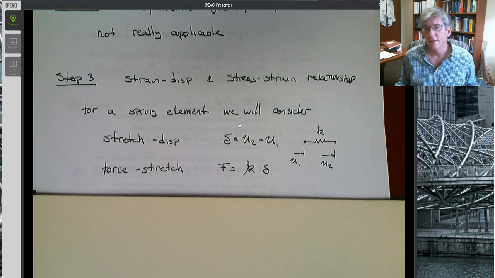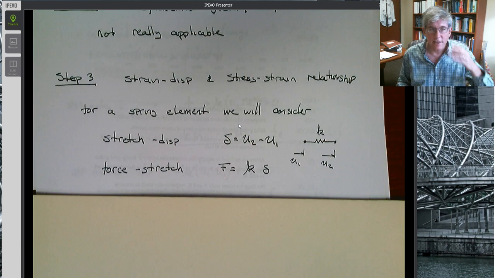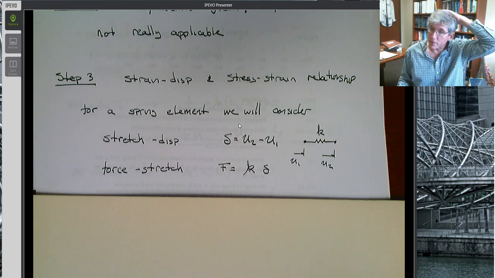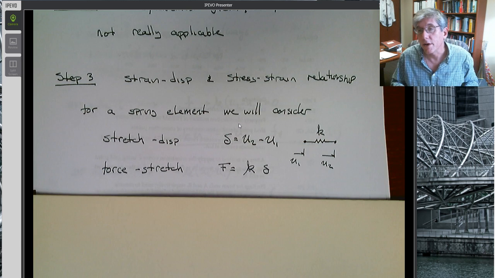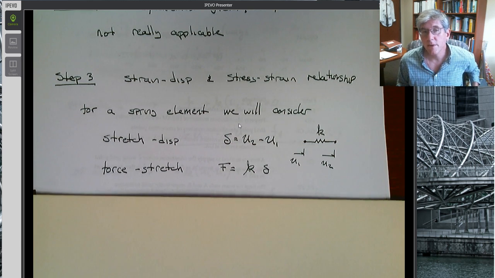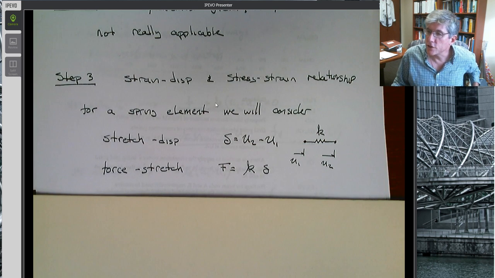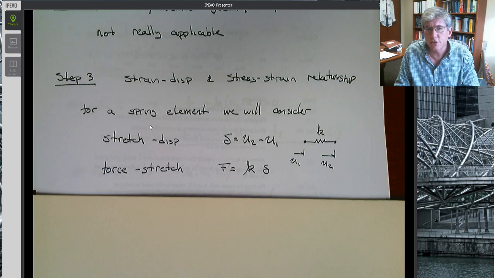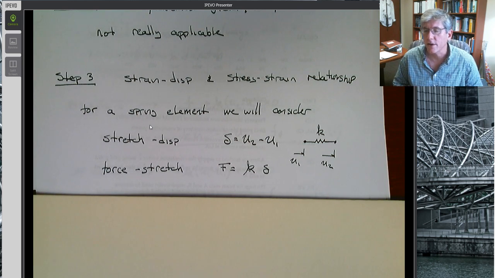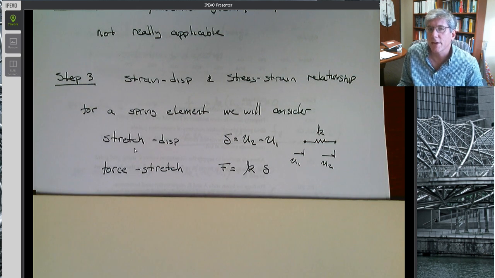Okay, step 3. Again, this is another one that makes a little less sense with regards to the spring element than with the elements in the subsequent chapters, but step 3 is to define the strain-displacement relationship and the stress-strain relationship, right? And for a spring element, we don't really have strain or stress in a spring, but rather how much the spring stretches and then the force in the element to do that stretching, okay? So instead of a strain-displacement relationship, we're going to talk about a stretch-displacement relationship. And that's pretty obvious, right?